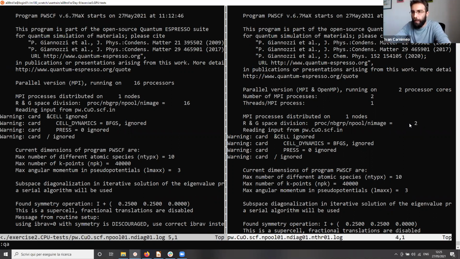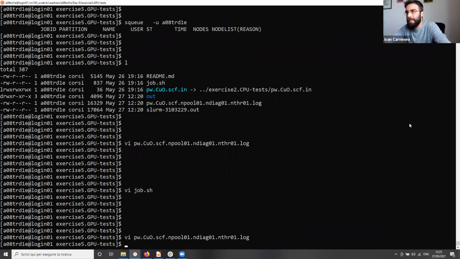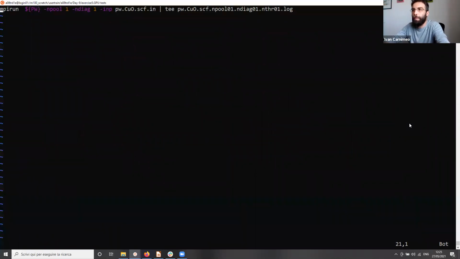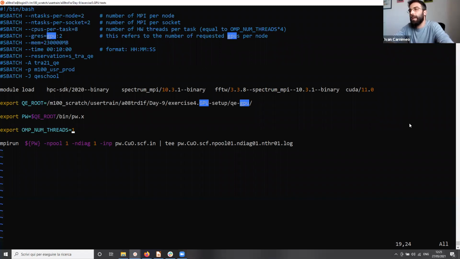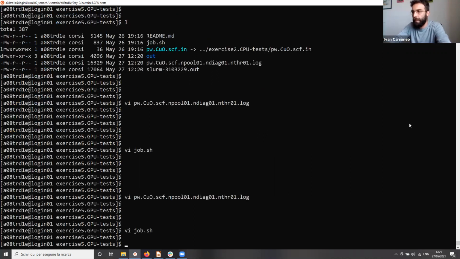Since these calculations are quite fast, you can change these OpenMP settings here and ask for 2, 4, or 8 threads. Remember to change the output name here. If you change, for example, to 2 threads here, remember to change the number of threads in the output too. I send this calculation again.